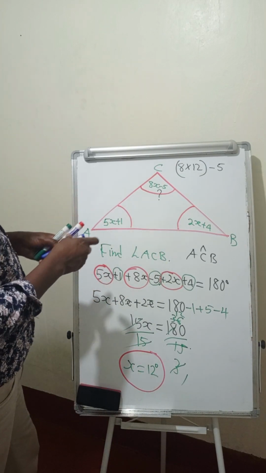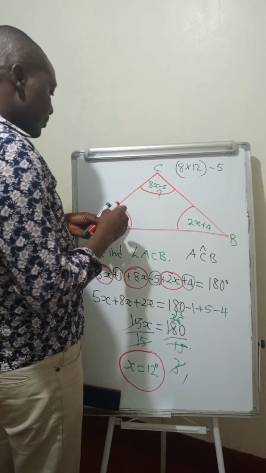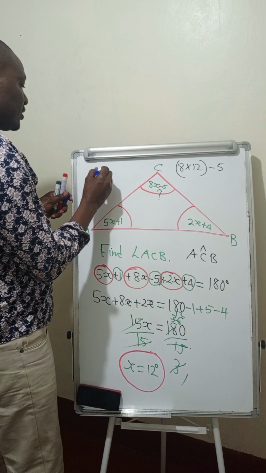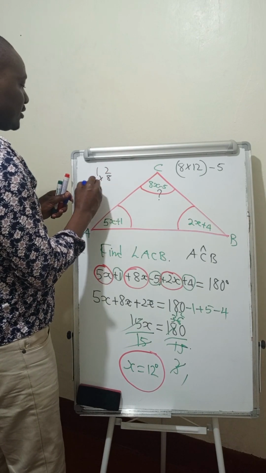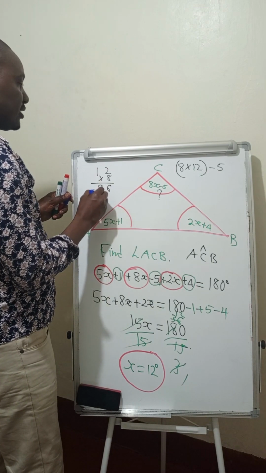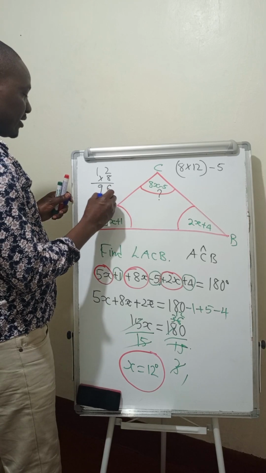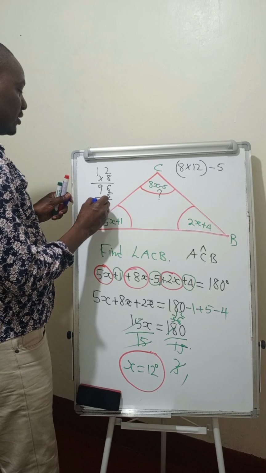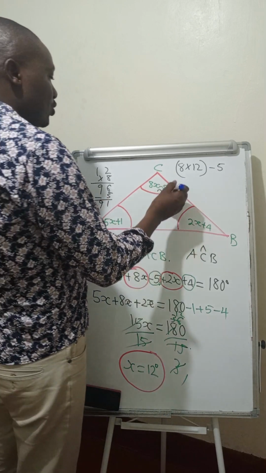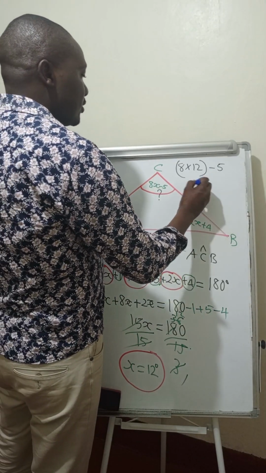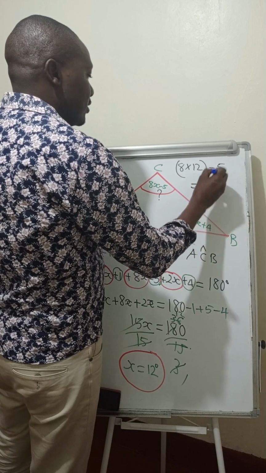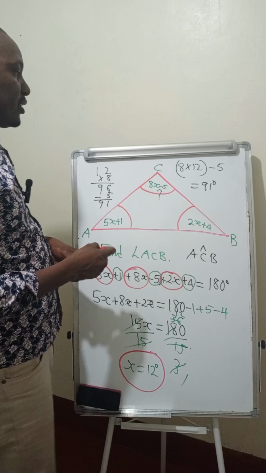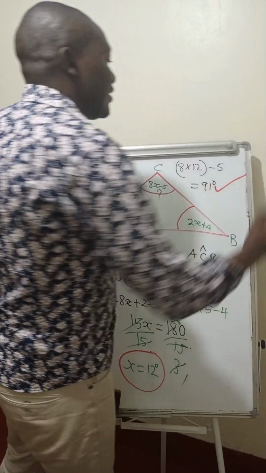Now, 8 times 12, you can work it out like this. 12 times 8, you'll get 96. 96 minus 5, you'll get 91. So this angle here will give us 91 degrees. And that's how you'll get your beautiful tick.